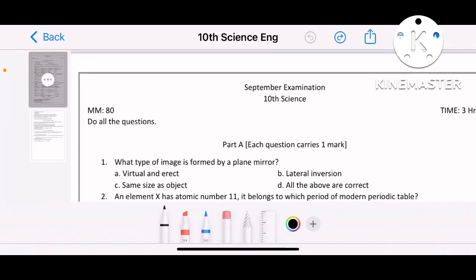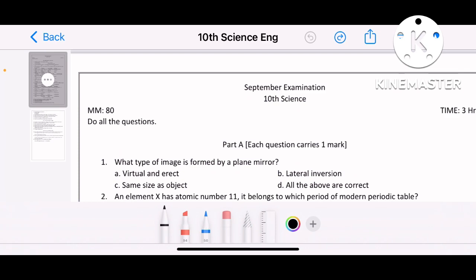Today we are going to discuss the question paper of 10th class of September exams. So let us start with part A. Here each question carries 1 mark. Part A contains 17 multiple choice questions.